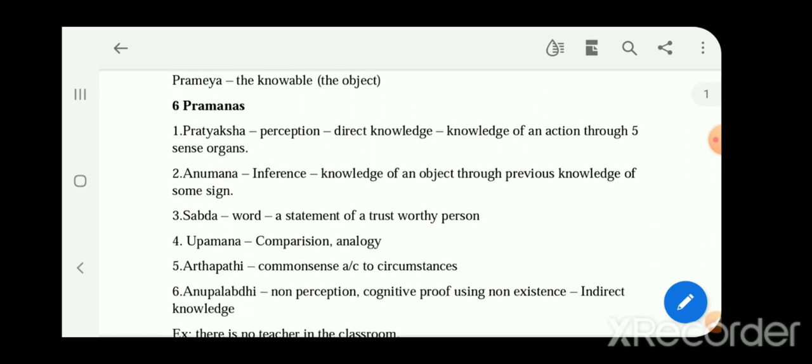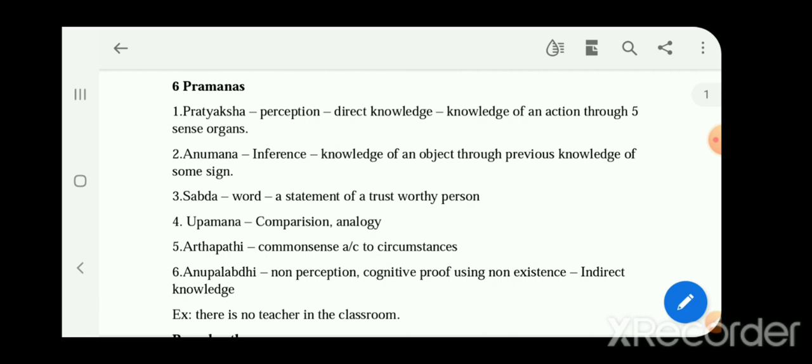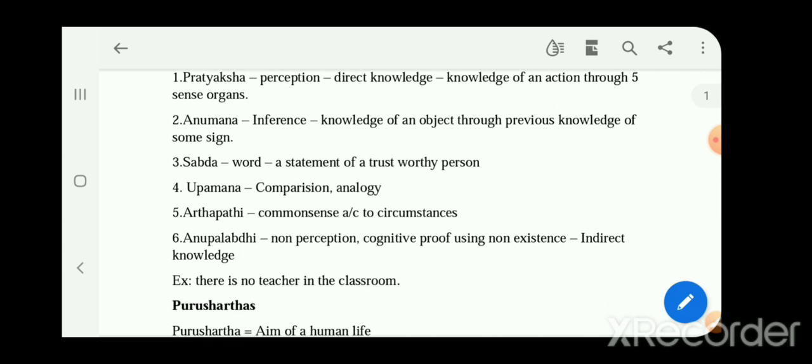And these pramanas are sixfold. So one is pratyaksha pramana, the next one is anumana, the third one is shabda pramana, the fourth one is upamana, the fifth one is arthapatti, and the sixth one is anupalabdhi. We'll see them one by one.